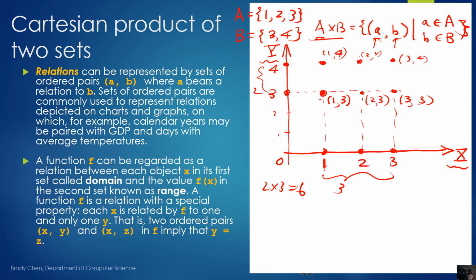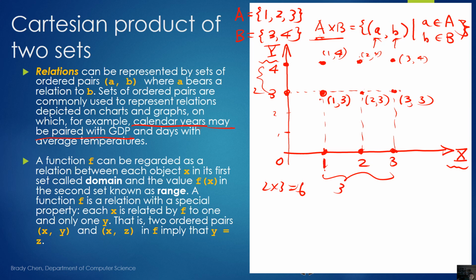For example, the calendar years may be paired with GDP. So the calendar year could represent the first set A, and the GDP could correspond to the other set B. So for each calendar year, you can find a corresponding GDP.